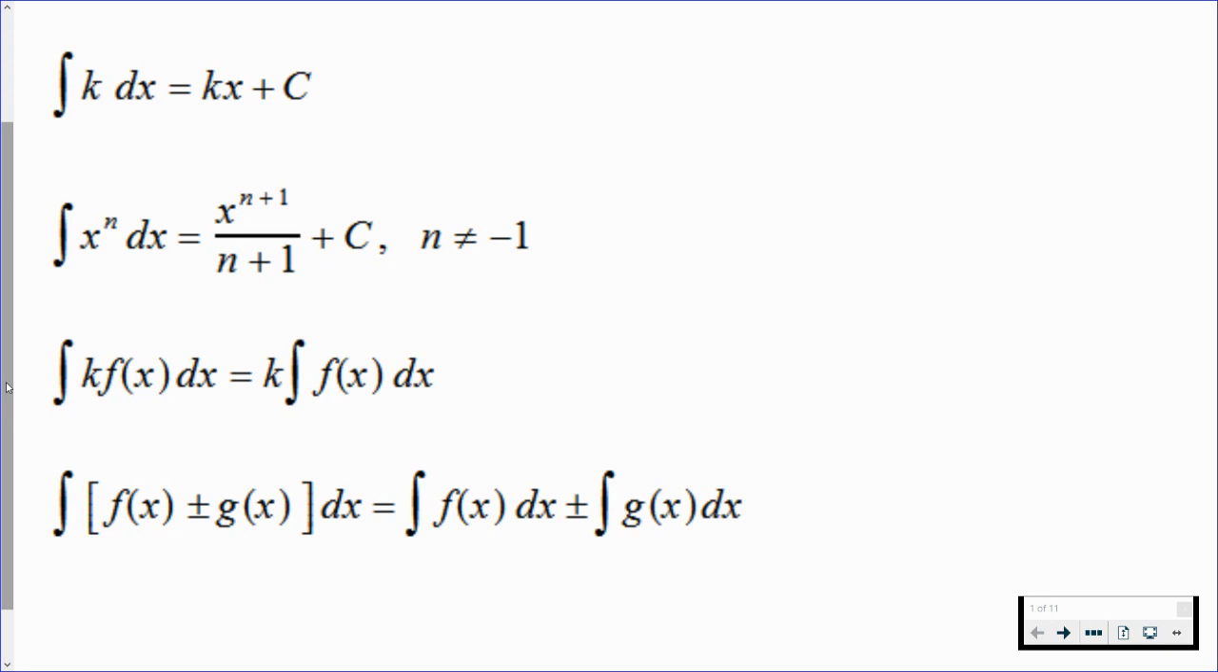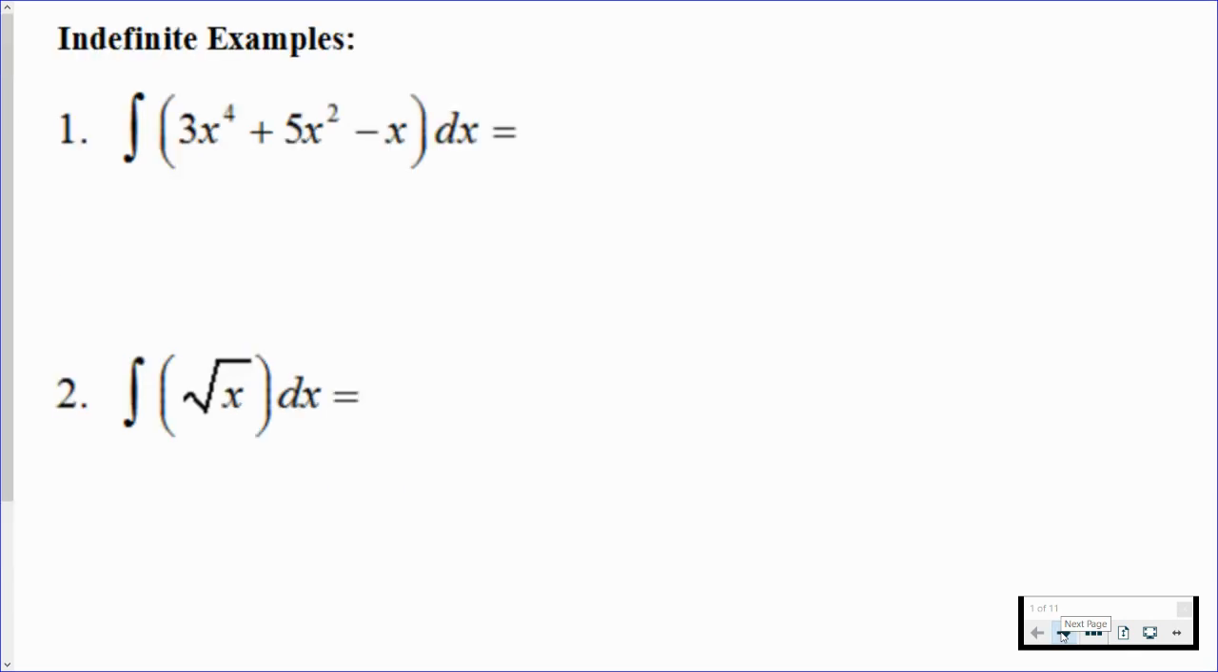Now, notice that that is not for multiplication. That does not say if f times g, that you can take the integrals separately and then multiply those. You cannot do that. That does not work. This is only for addition or subtraction. Okay? Let's take a look at some review problems. Let's start with some basics, just some indefinite examples.